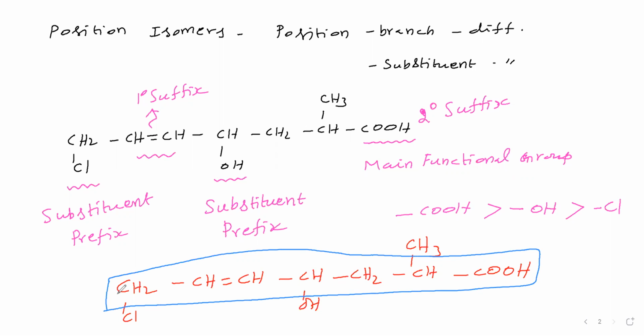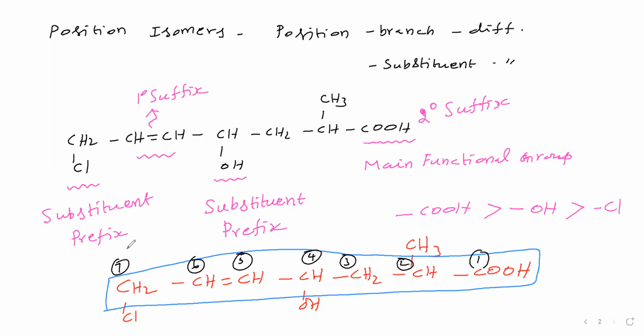Numbering: you start at the left extreme, otherwise the right extreme, such that the main functional group carbon should get the least position. As per that, you have to give the numbering. So how are we giving numbering? We are giving the carboxylic carbon number 1, then number 2, number 3 carbon, 4th carbon, 5th carbon, 6th carbon, 7th carbon.